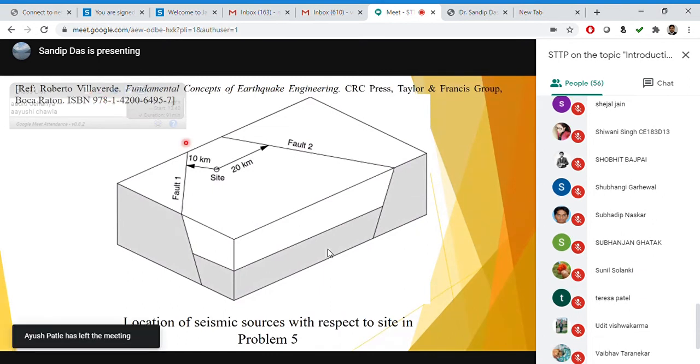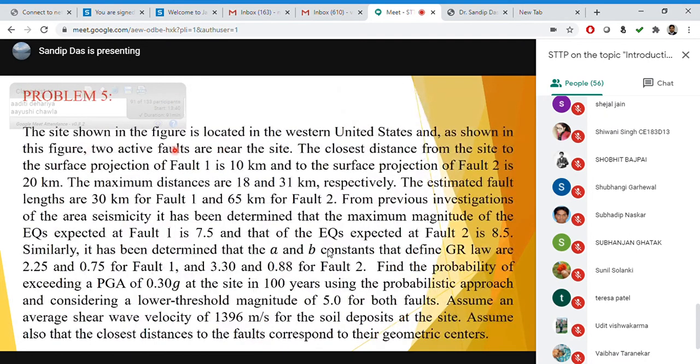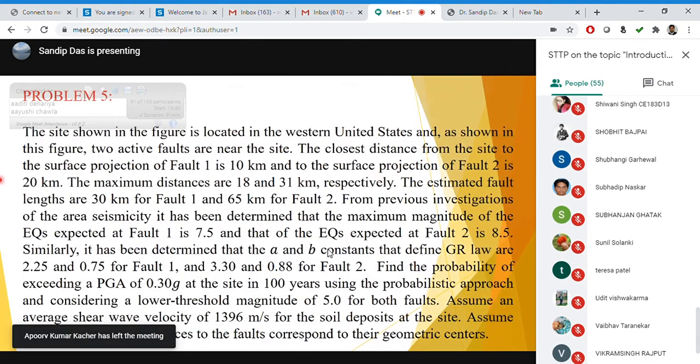Now you see, there is a site, so distances are there. The fault lengths are also given like this. The site shown in this figure is located in the Western states, and two active faults are near the site. So you can see that the two faults are there. Now, the closest distance from the site to the surface projection of fault 1 is 10 kilometers, and to the surface projection of fault 2 is 20 kilometers.